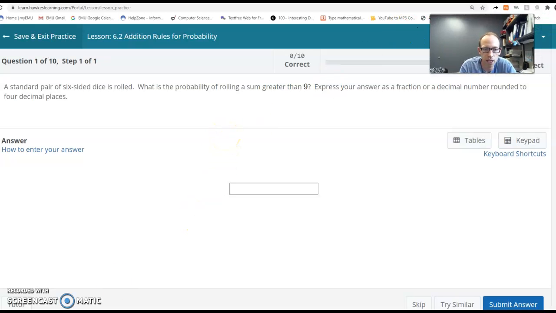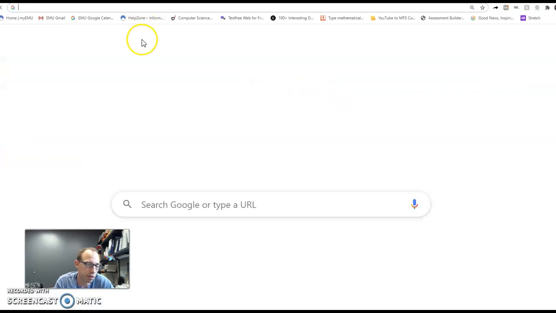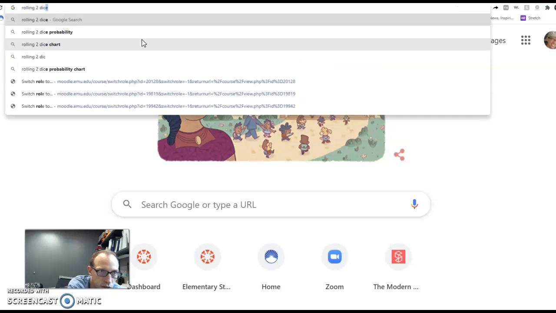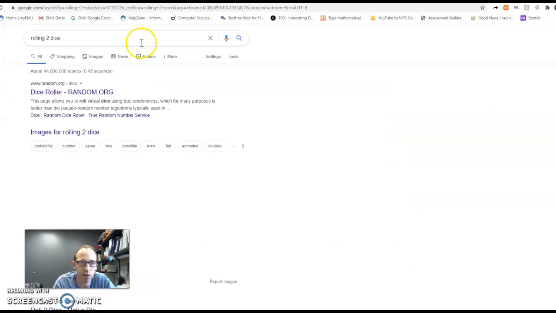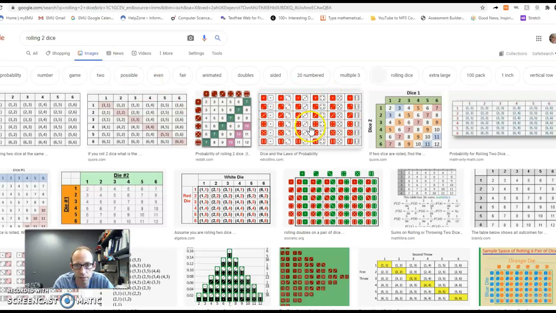Okay, for a question like this, we need to know how many possible options there are and how many are greater than 9. So what I'm going to do is just an internet search, rolling two dice. If you're not familiar with dice, they have a scale of 1 to 6. And maybe we can just see right here we have 36 different options, 6 possibilities for the first dice, 6 possibilities for the second dice, and of those, how many are greater than 9?